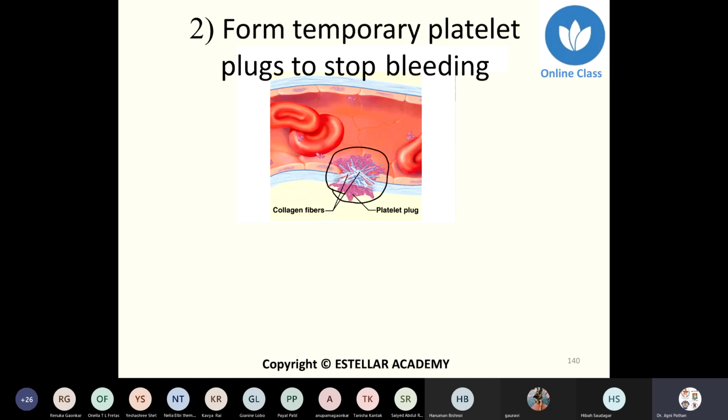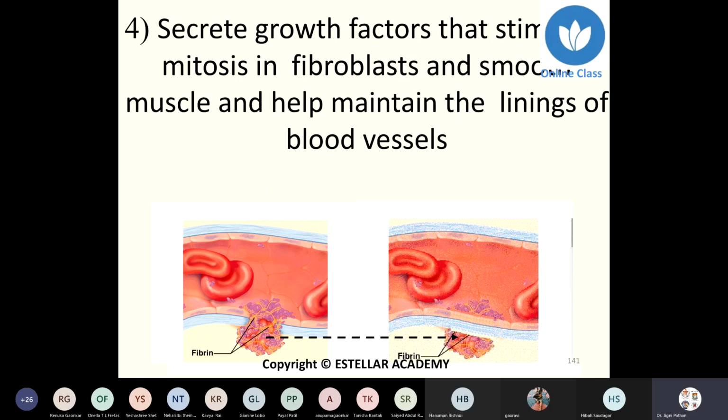Next, they secrete growth factors that stimulate mitosis in the fibroblasts and the smooth muscles and help in the lining of blood vessels. So they stimulate the division of fibroblast cells and smooth muscles so that they maintain the blood lining.